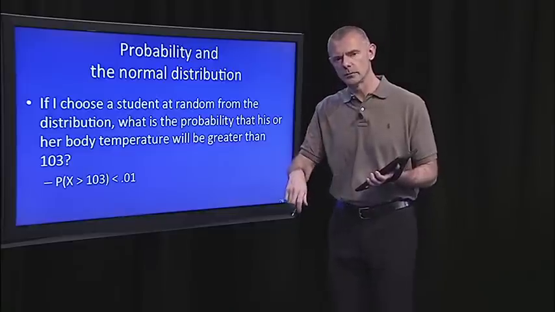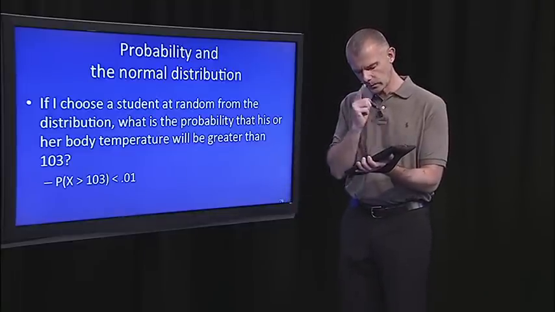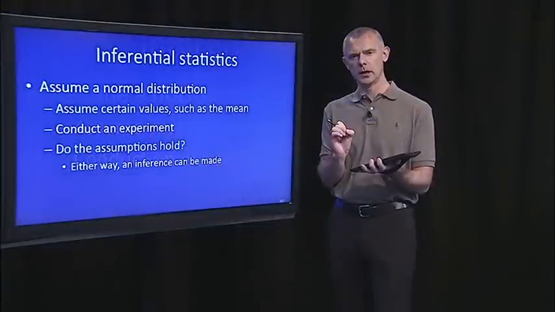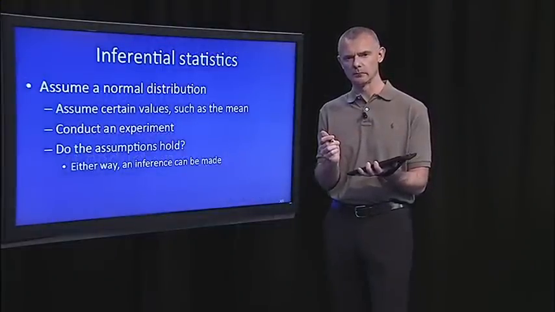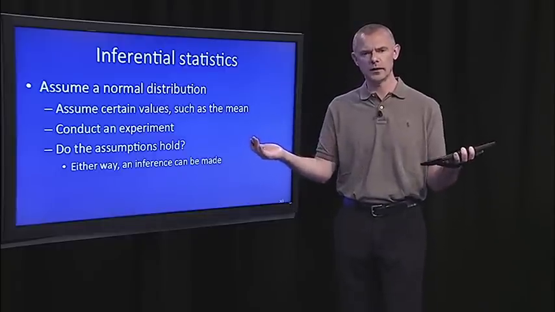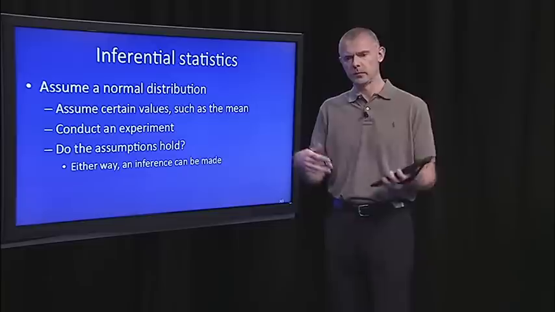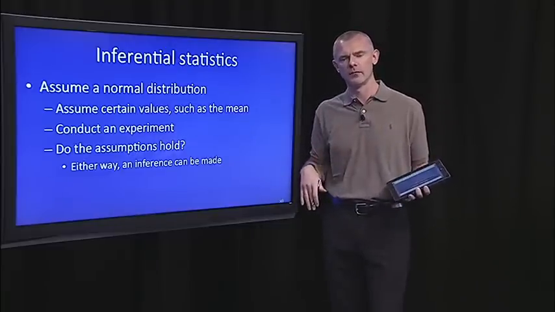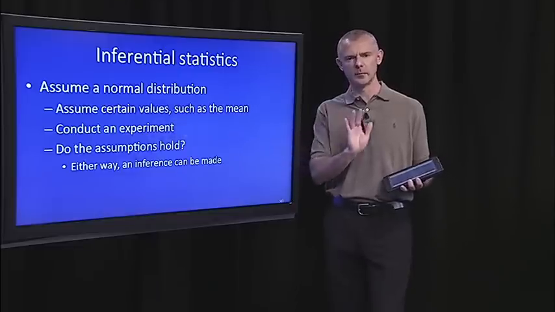We're going to assume a normal distribution with certain properties, and we'll assume certain values, like what's the mean of that distribution. Then we'll conduct, say, an experiment, and we'll measure the same variables again, and we'll see, do they still fall into that assumed normal distribution? If so, then our manipulation probably didn't do much. But if they shift the distribution to the extent where the probability of observing the outcome is less than 0.01, like the probability of getting a body temperature of 103 from a sample of healthy people, that's just really unusual. That suggests something's wrong.